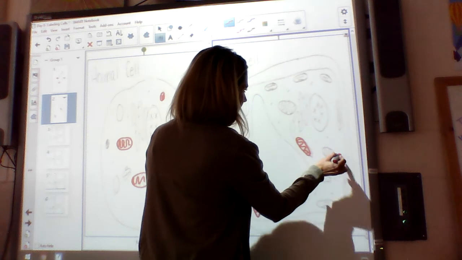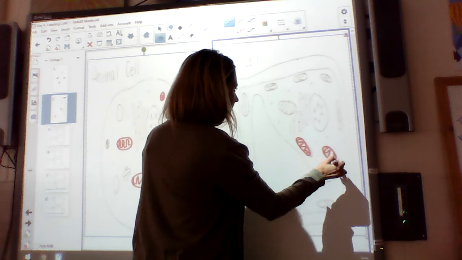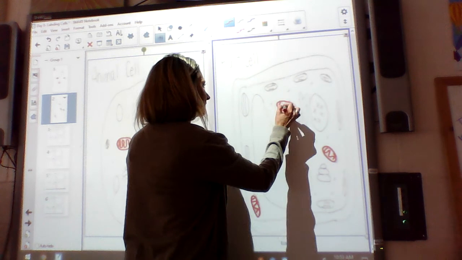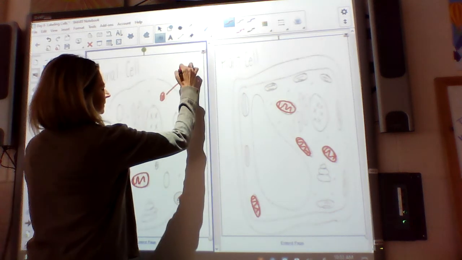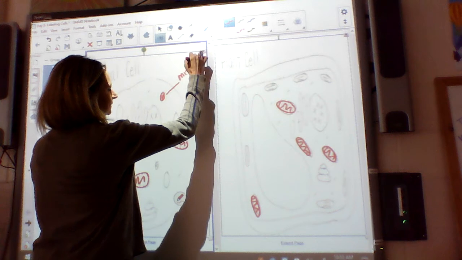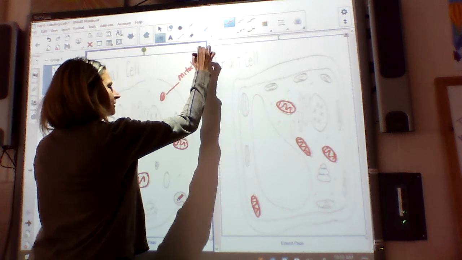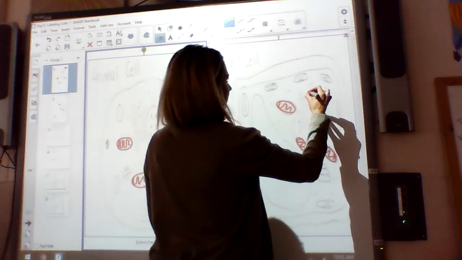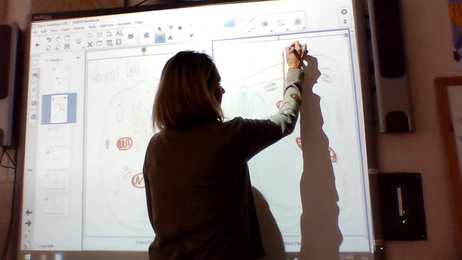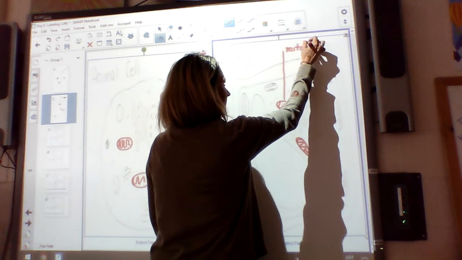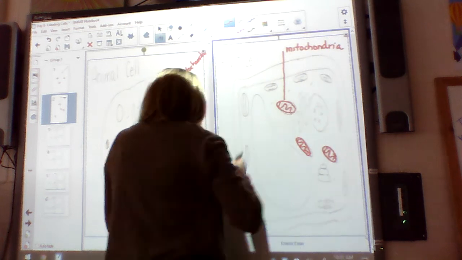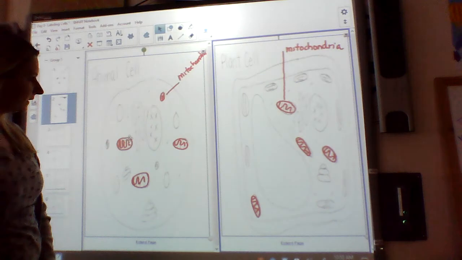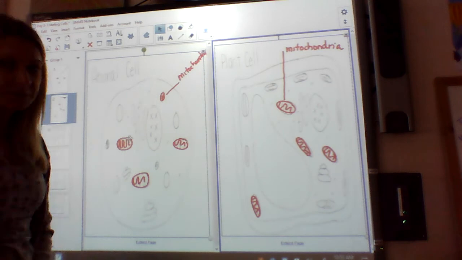Okay. This is, yeah, 1, 2. Okay, again, those were the mitochondria. Okay. Label it in the little pictures. Looks good. Okay, let's do the nucleus.